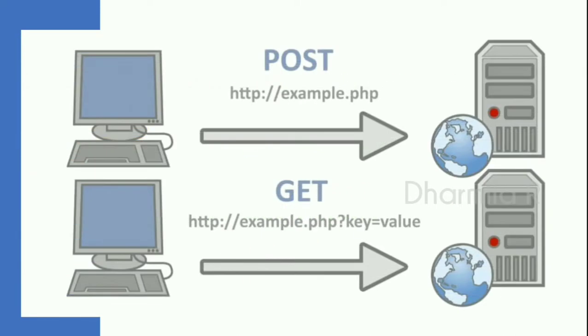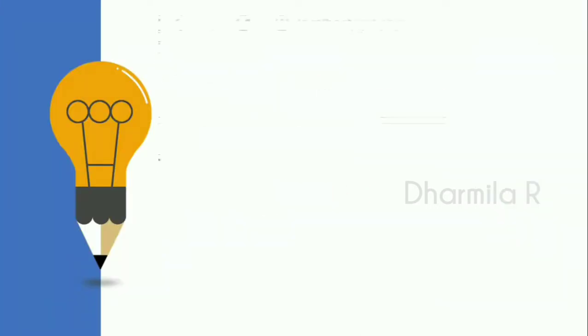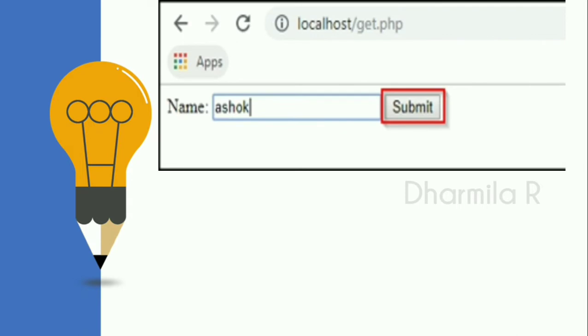So here we have a very simple difference between the post method and the get method. Now this is a client machine and this is the server. Let us see the difference between the post method and the get method with an example. Now let's start with the get method. Look at this form. This form is created using the get method. Here we have one text box. The user simply enters their name. And after entering the name, the submit button is clicked. So what happens in the get method?